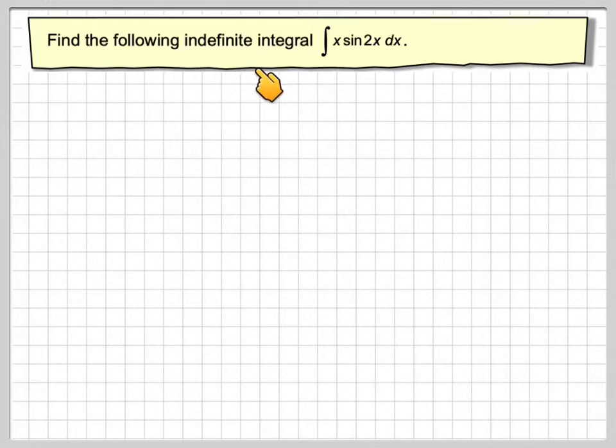Find the following indefinite integral: the integral of x sine 2x dx. Now this is a straightforward integration by what's known as parts. We've got a sort of a product, sort of using the opposite of the product rule. So the integral of x sine 2x dx.